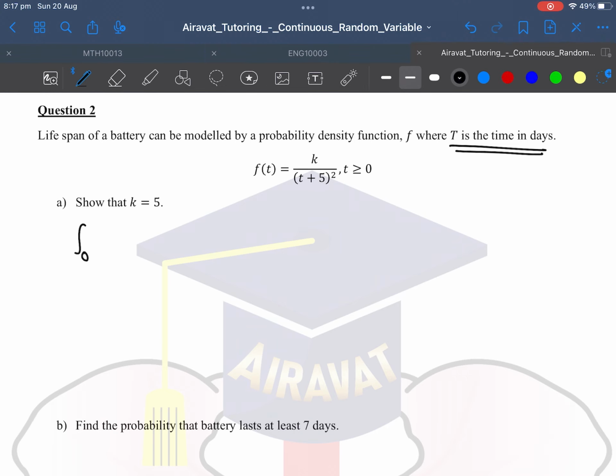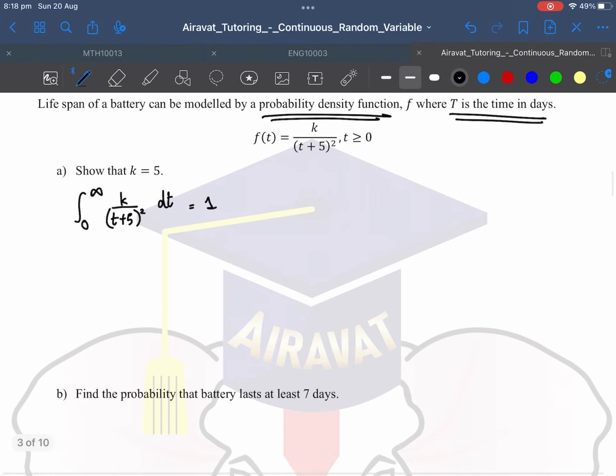Now let's construct an integral first. So it's going to be from 0 to where? Remember that truncus just keeps going on and on forever, right? So it will be from 0 to infinity, k over (t plus 5) squared dt. And this is what we need to integrate. And of course, don't forget that this integral equals 1 because it's a probability density function.